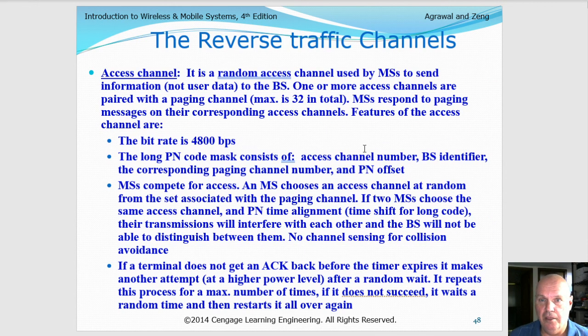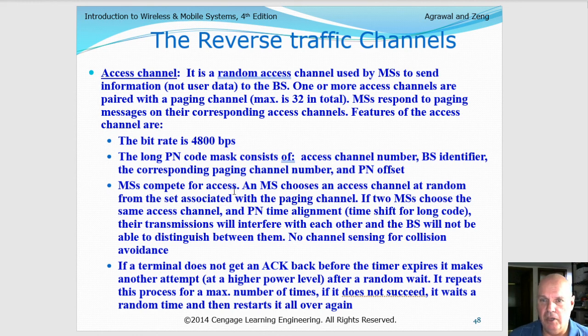Okay. And then a summary on the access channel. It's a random access channel used by the mobile systems to send information to the base station. So one or more access channels are paired with a paging channel. Mobile systems respond to paging channels on their corresponding access channels. So the access channel was 4800 bits per second, and used the long pseudo noise sequence that was made up of a number of different identifiers to make it unique.